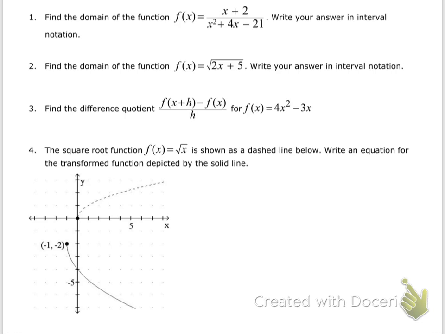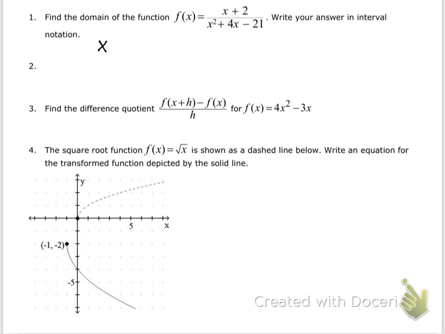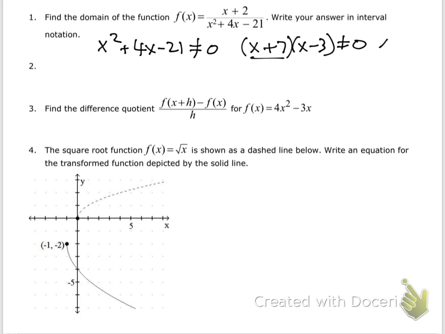Okay, now if you remember, let's actually get some space here. I'm just going to take away this line to give me some space. We'll come back and do it. So if you remember, you cannot divide by 0. So the denominator, x squared plus 4x minus 21, cannot be 0. If we factor that into (x plus 7)(x minus 3), it cannot be 0. Can you see that here x cannot be negative 7 and here x cannot be positive 3?